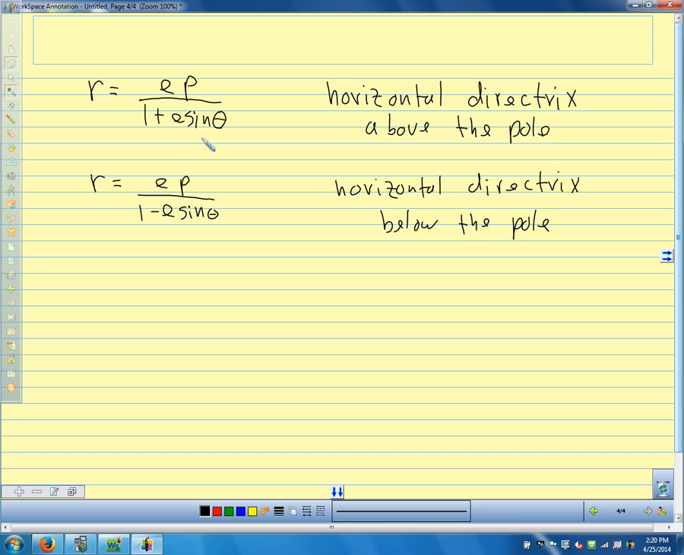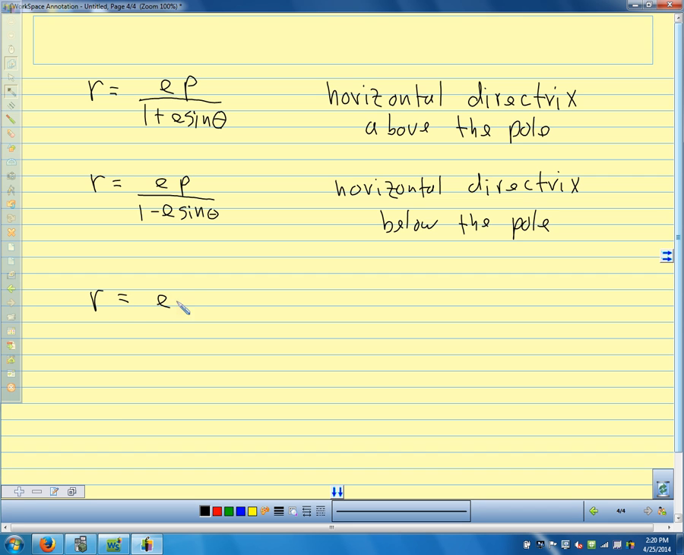So we know because this is a sine function, that we have pi over 2 symmetry, so our axis is vertical. Our directrix has to be horizontal. Plus sign tells us above the pole. Minus sign tells us it's below the pole. Same relationships with the cosine form of our conics.